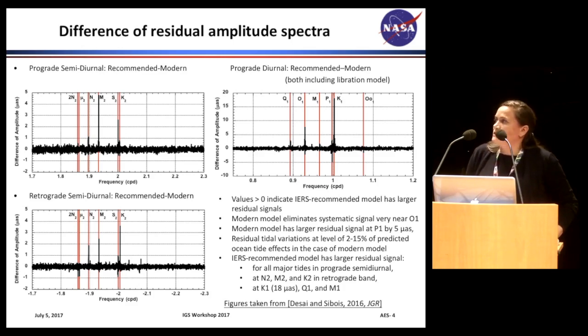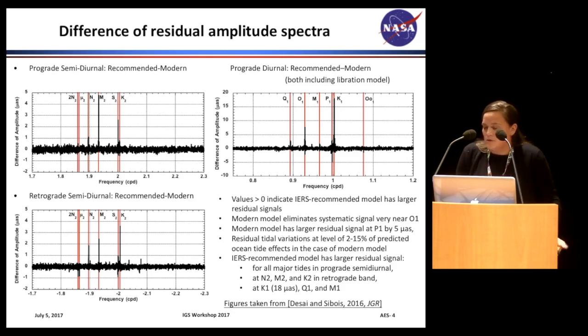So with the new model, the residual tidal variations are at a level of 2 to 15% of predicted ocean tide effects. And from the literature, I think that for the current standard model, it's up to 20%. You can also see that the modern model eliminates a systematic signal very near O1, but if you actually look at the exact O1 tidal frequency, they are at a similar level.